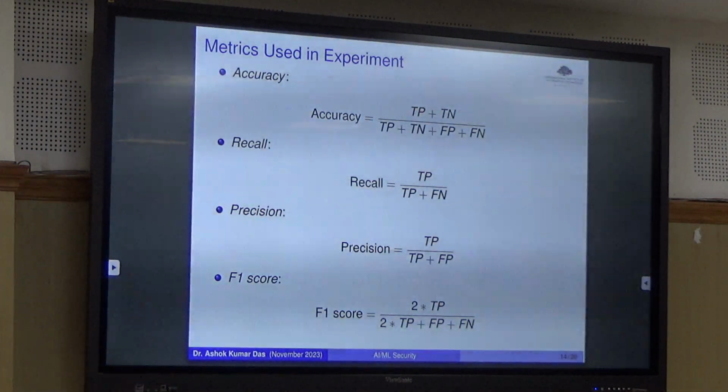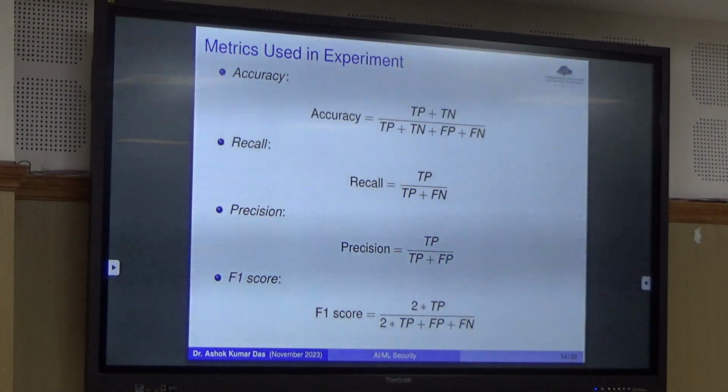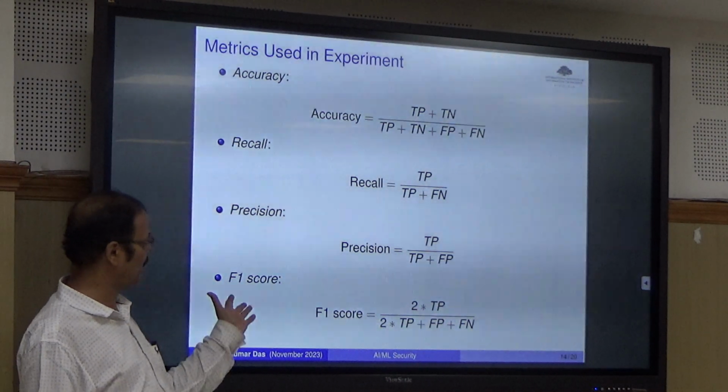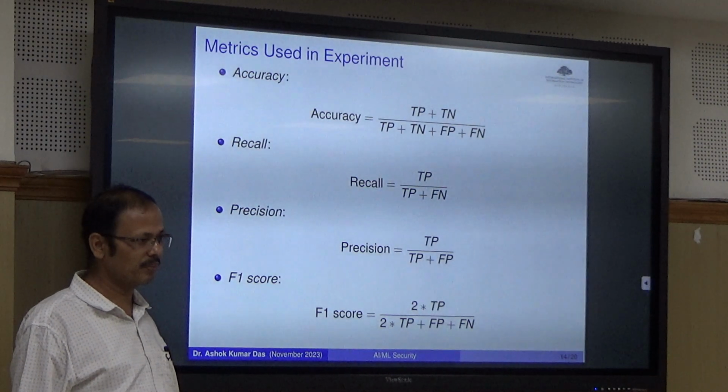Based on these confusion matrix values, we can have the accuracy, which is defined here. We can have the recall, the precision, and the F-score.